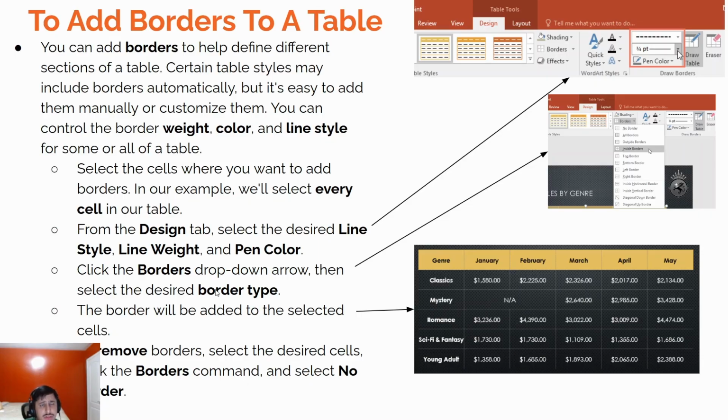In terms of adding borders to a table, we can add borders to help define different sections of a table. Certain table styles may include borders automatically, but it is easy to add them manually or customize them, and we can control the border weight, color, and line style for some or all of the table. In order to do this, we select the cells where we want to add borders, then go to the Design tab, select the desired line style, line weight, and pen color, then click the Borders drop-down arrow and choose the desired border type. The border will then be added to the selected cells. If you want to remove them, again, select the cells and just go to No Border.